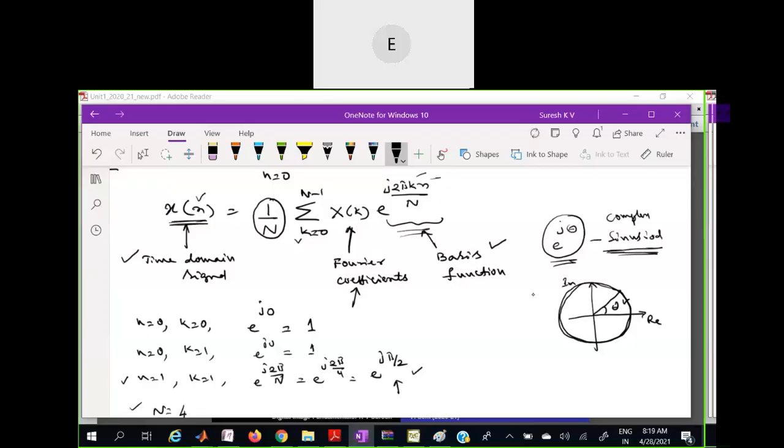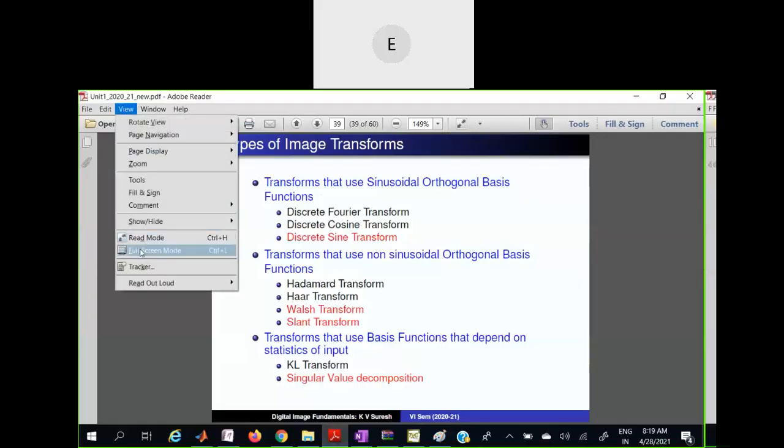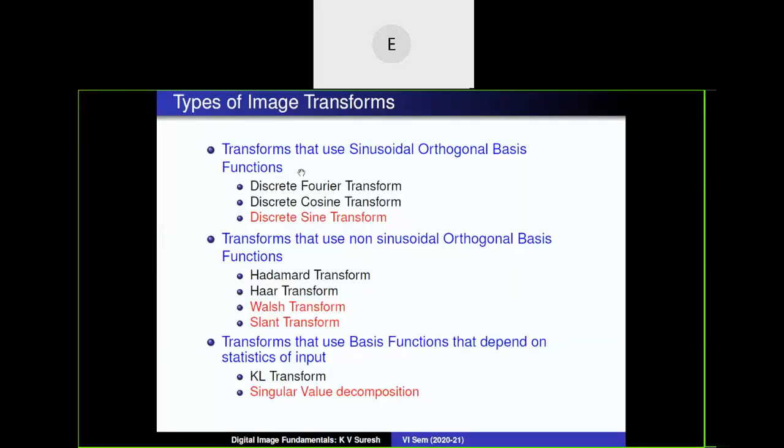So if I use this type of basis function, that means a sinusoid, it can be a real sinusoid or it can be a complex sinusoid. In fact, the Fourier transform uses a complex sinusoid. Later you will see we'll also use real sinusoids. If sinusoidal functions are used, then we have some transforms. The examples are the discrete Fourier transform, which we have already discussed in the earlier classes, and the other one which we are going to introduce in this course is the discrete cosine transform.